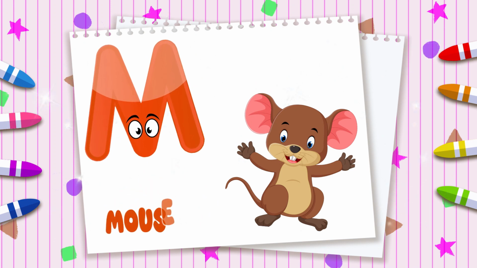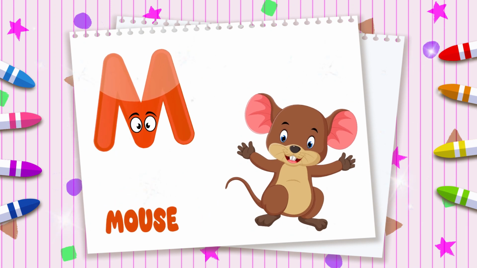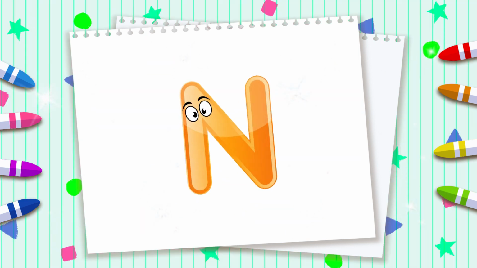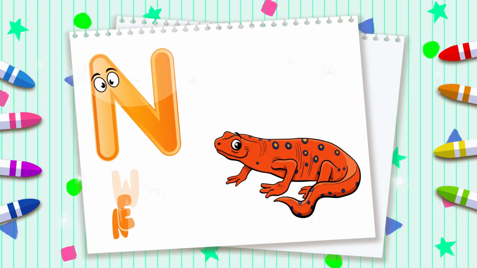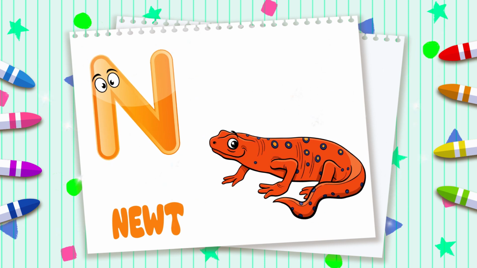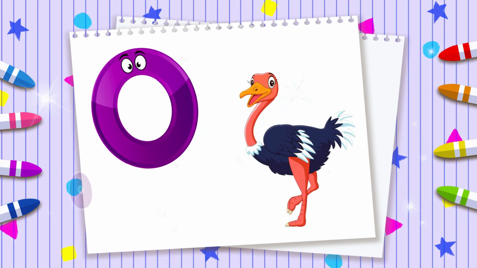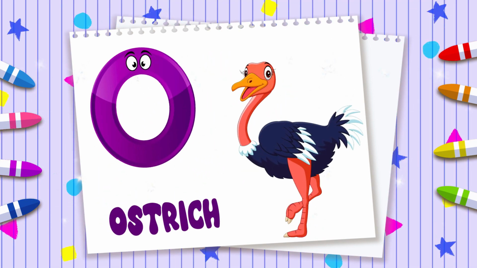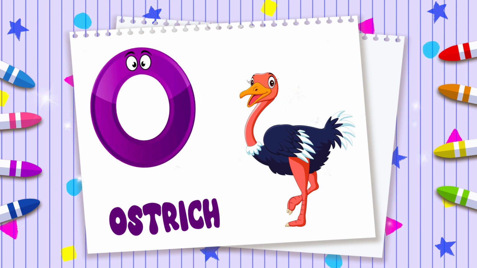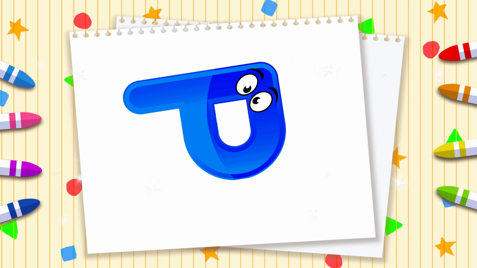M, m, mouse. N is for newt. N, n, newt. O is for ostrich. O, o, ostrich.